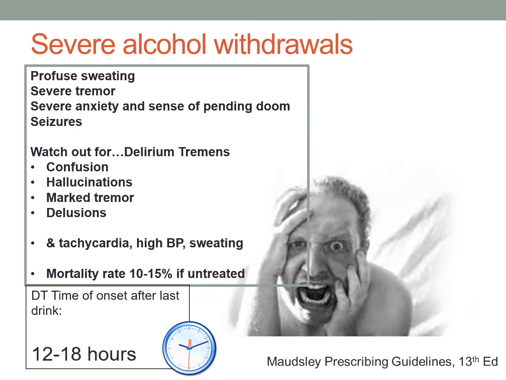severe condition. People will present with confusion, hallucinations. Usually these are tactile hallucinations, so it may be a sensation of insects crawling on the skin. They might have a marked tremor or a full body tremor. They might suffer with delusions, but they will also have tachycardia, high blood pressure, and probably profusely sweating. The mortality rate for DT is 10 to 15% if it goes untreated, and the time of onset for this is 12 to 18 hours after the last drink.